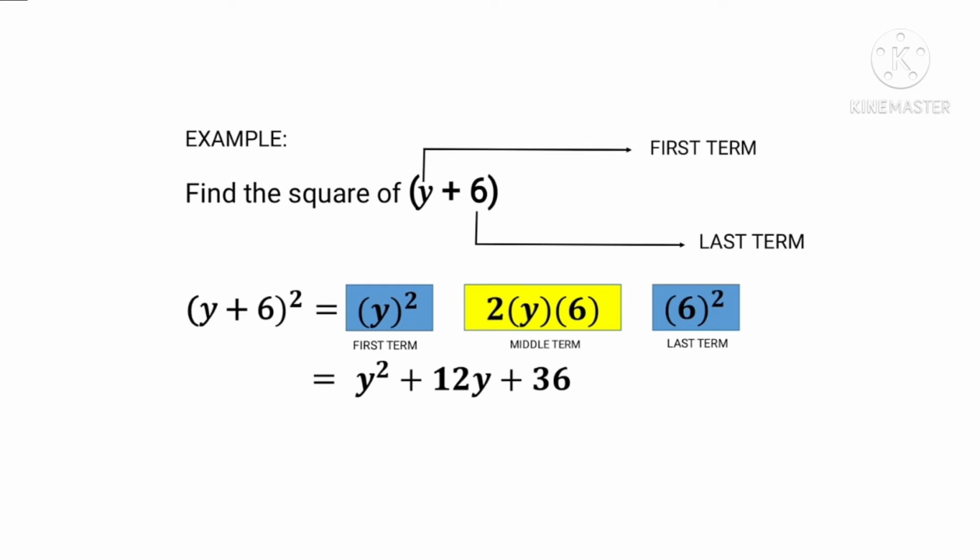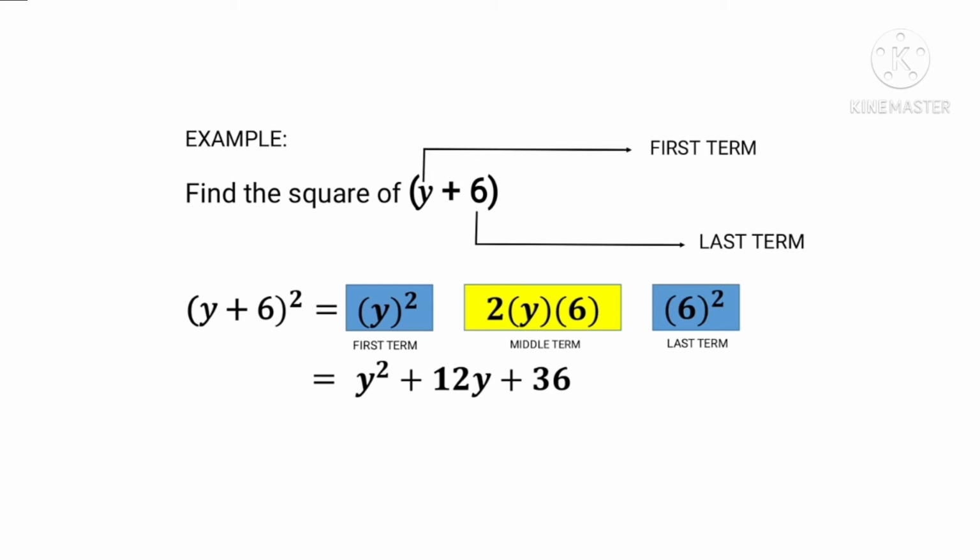So, bakit naging y squared plus 12y plus 36? Di ba, we have y raised to 2, it is equivalent to y squared. We have positive 2 times y times 6. So, 2 times y, 2y, times 6. So, 2 times 6, we have 12. 12 times y, we have 12y.